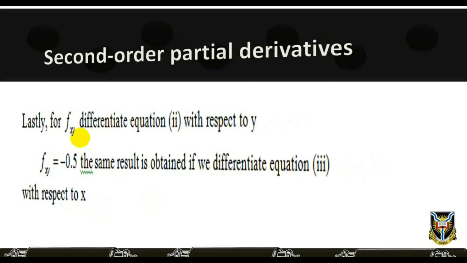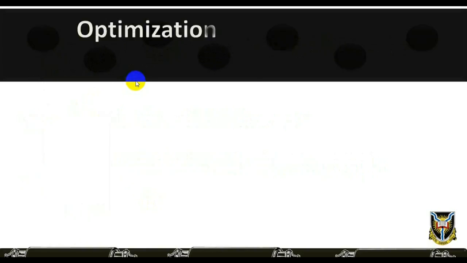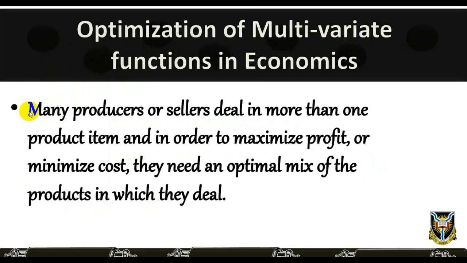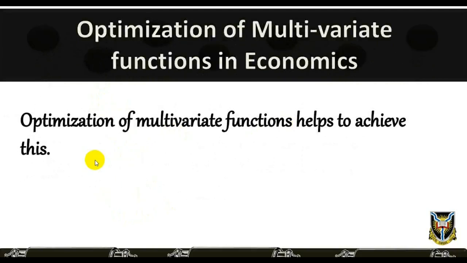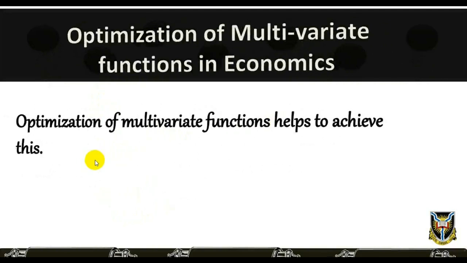Optimization of multivariate function in economics. Many producers or sellers deal in more than one product item, and in order to maximize profit or minimize costs, they need an optimal mix of the products in which they deal. Optimization of multivariate function helps to achieve this.